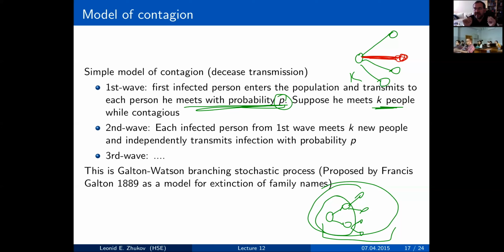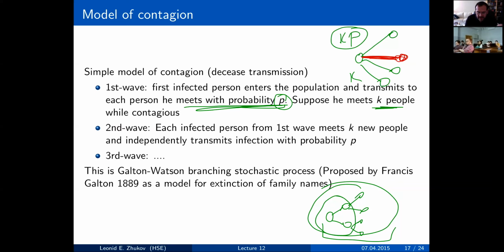So we'll use this tree structure for the contacts, but we'll also use active links, those links that are used to transmit the disease, and there are only some of them. If there are K total neighbors, and the probability of transmission is P, then on average, of course, it's going to be K times P, the number of people infected on average by every person.